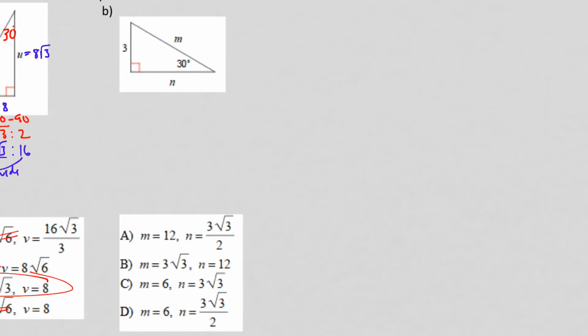Okay, 9B. Again, this is another special right triangle, and again, this is a 30, 60, 90.